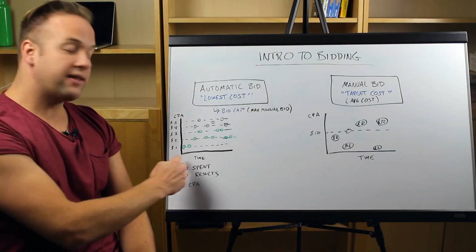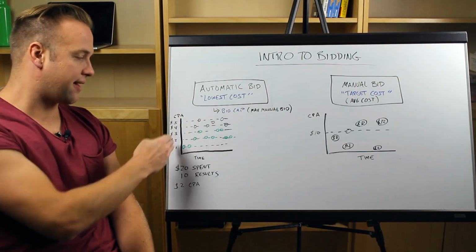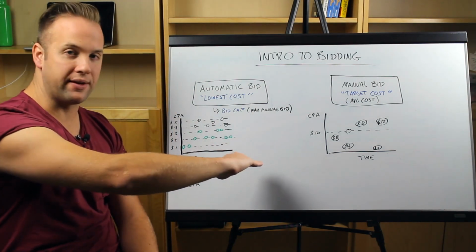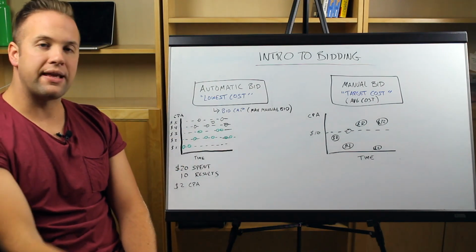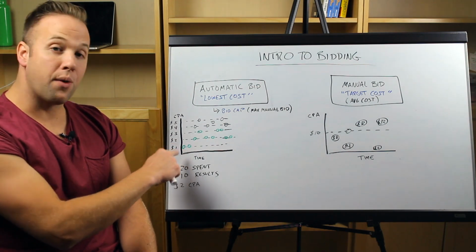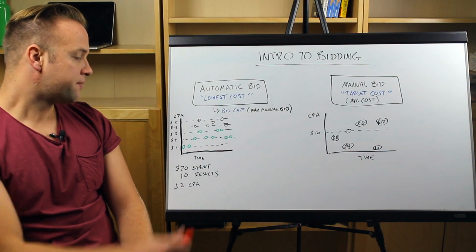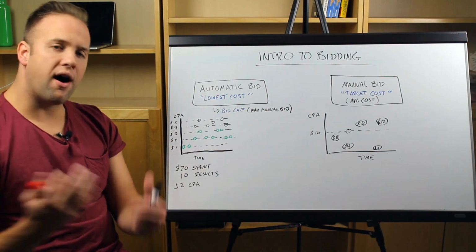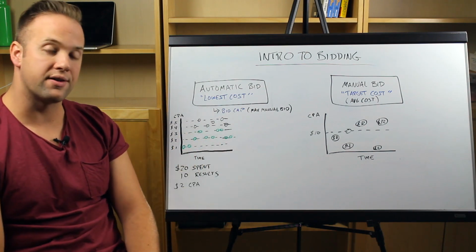So if we look at this chart here, we're looking at basically CPA, or your cost per result, on this axis, and a time period on this axis here. And these green little dots represent, in an automatic bidding scenario, where Facebook has been able to go out and get conversions for you. So let's say we gave them $20 to spend. They got a couple at $1. Awesome. They got a handful here at $2 and a few for $3.